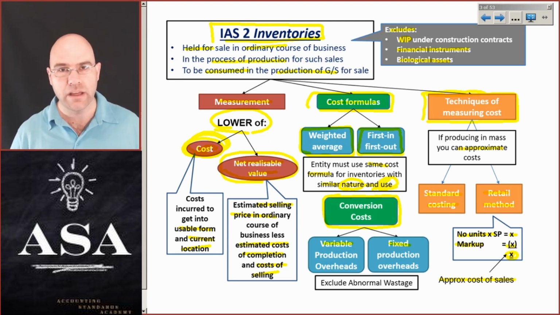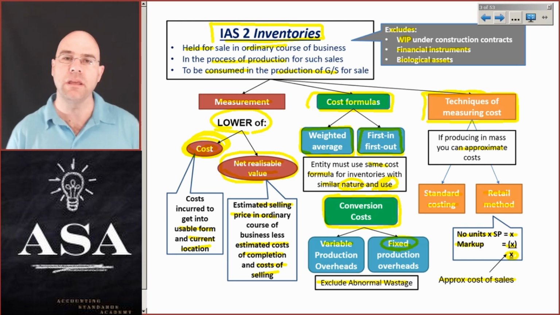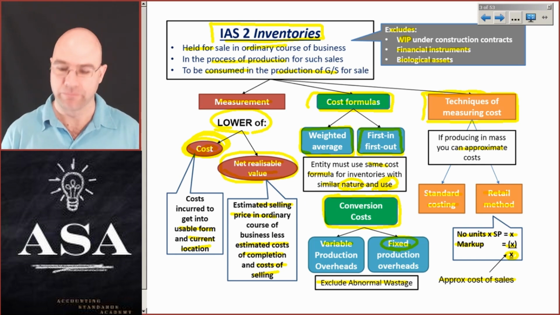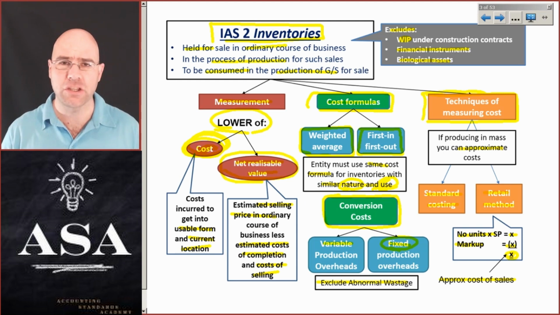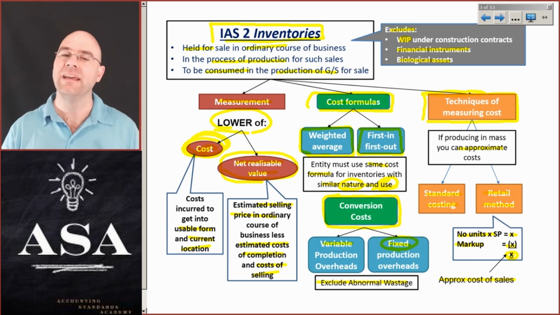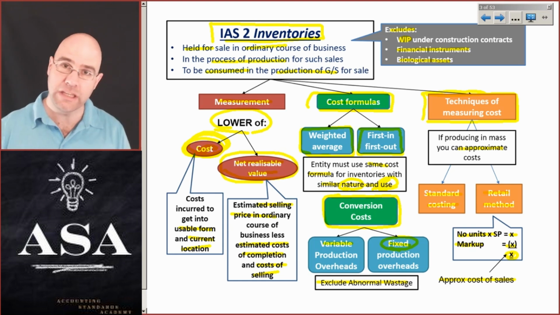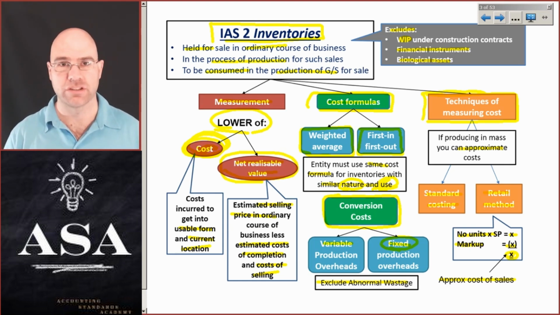And here we'll talk about variable production overheads as well as fixed production overheads. The principle, however, is that you must exclude abnormal wastage, because these fixed production overheads are going to be based on normal capacity. So, a lot of information thrown at you, very big picture. You'll probably come back to this video after working through everything else to get a big picture once again and finalize your knowledge on IAS 2. We will deal with each of these areas in a lot more detail in the upcoming videos. Just a starting point for now.